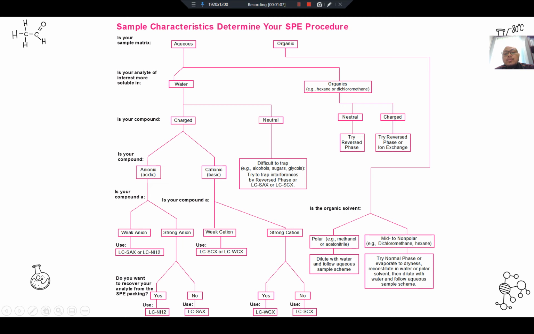Okay, so we need to look at whether it is weak cation or strong cation. Okay, how to determine whether it is weak or strong cation? We look at the charge and the molecular size of the molecule. If the molecule has a huge number of charges and at the same time the molecular size is smaller, it means that it is a strong type of ion. If for example the molecule has a lower number of charges, but at the same time the size of the molecule is huge, okay, is large, so we choose the weak type of ion exchange. Okay, so this is how we choose it.